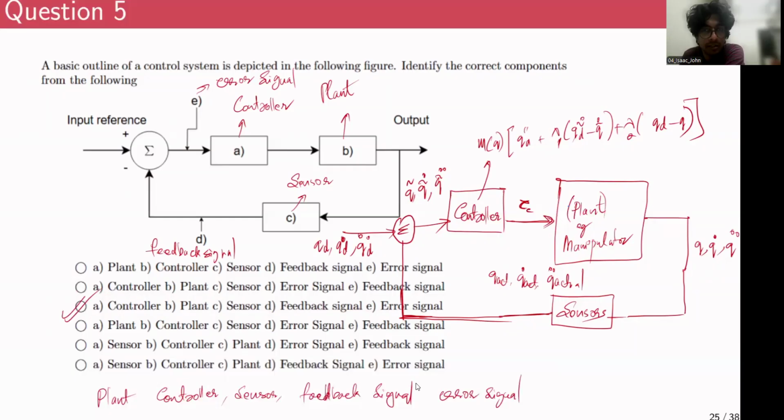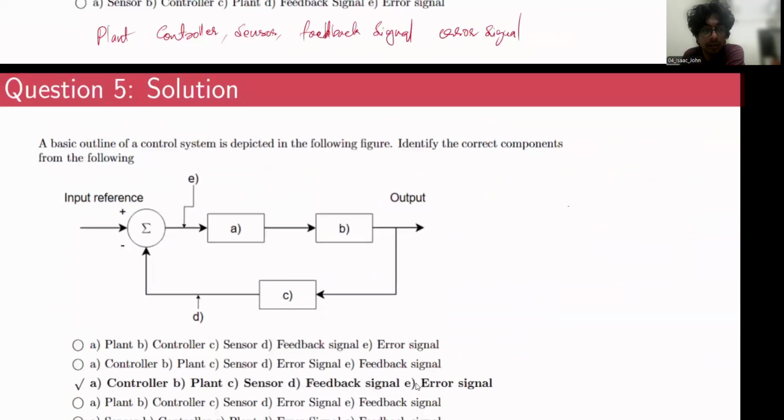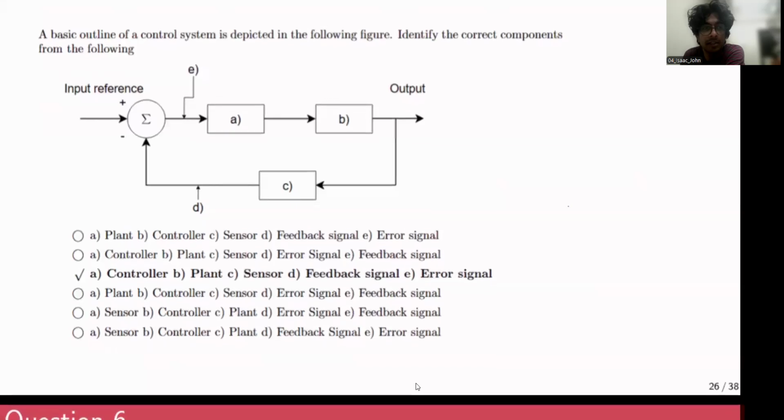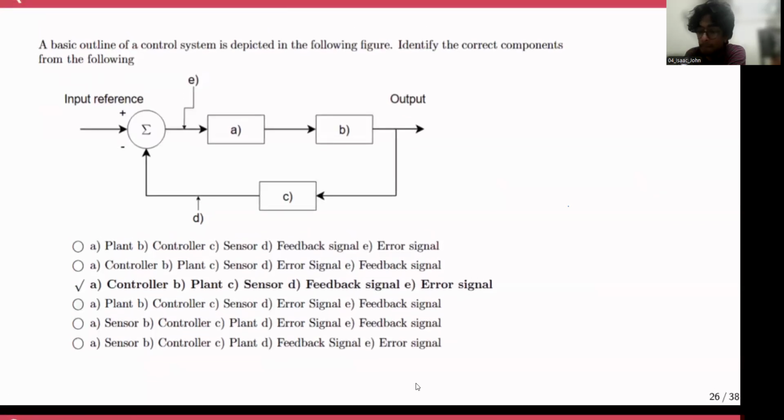So I hope that is clear. If there are any doubts regarding this, please let me know. I can clarify that.